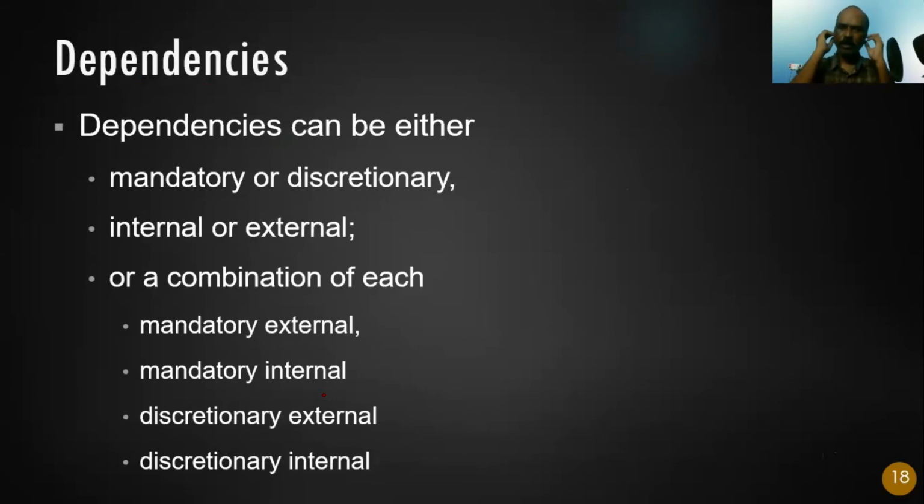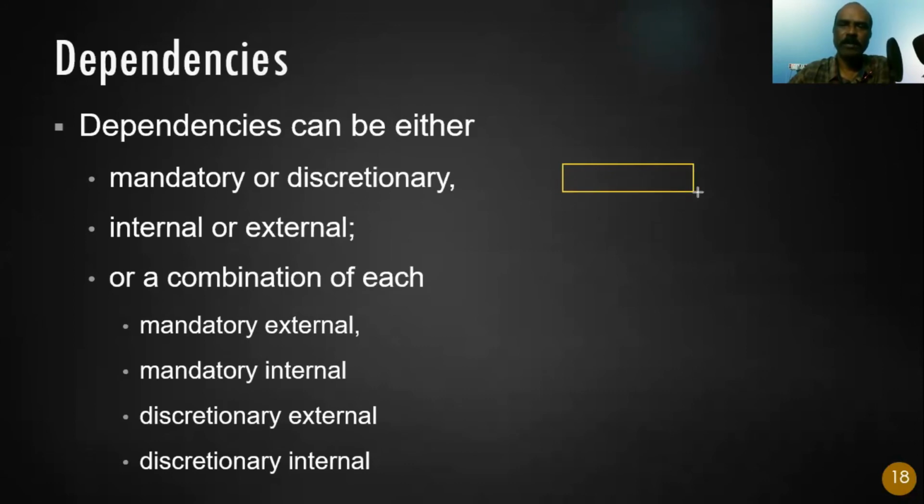Now there are something called mandatory dependency and discretionary dependency. So far we are talking about the dependencies like finish to start, start to start, all those. Now these dependencies could be either mandatory or discretionary. Let me give you an example of what is mandatory and what is discretionary. Right, let's say we have 2 activities.